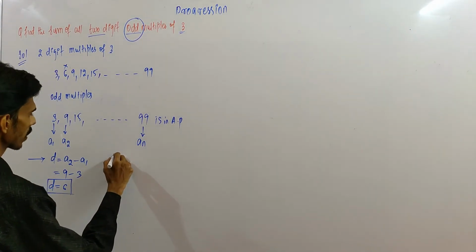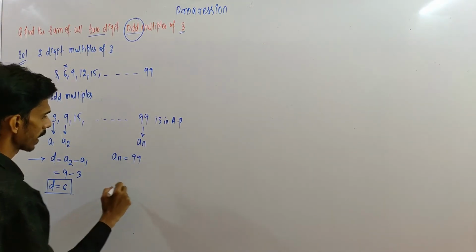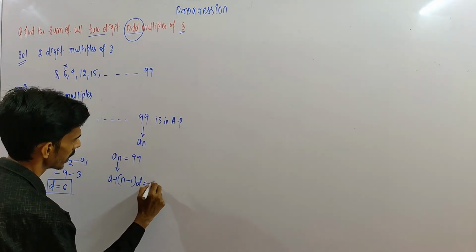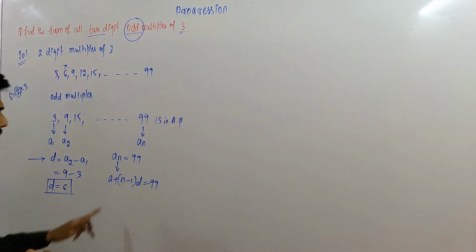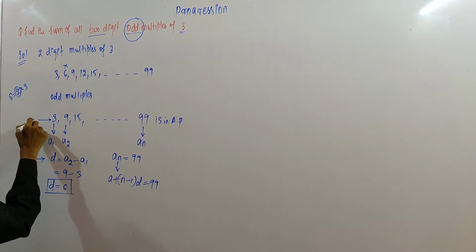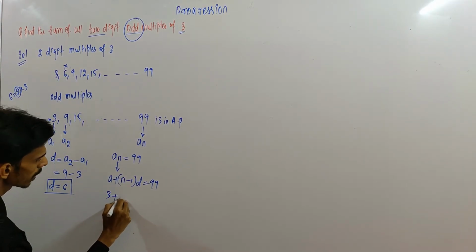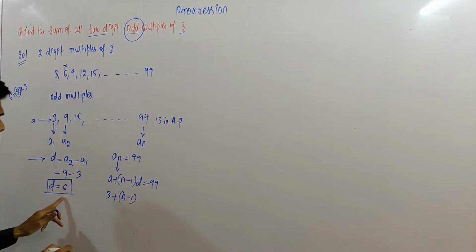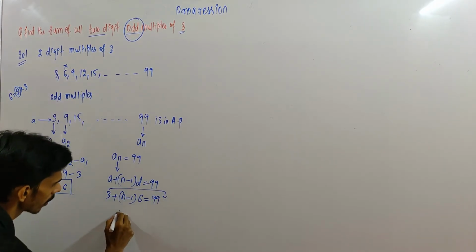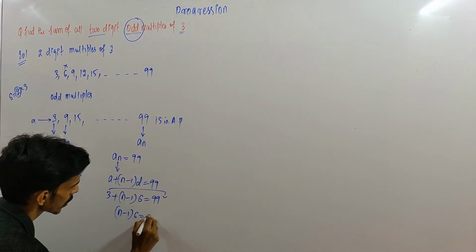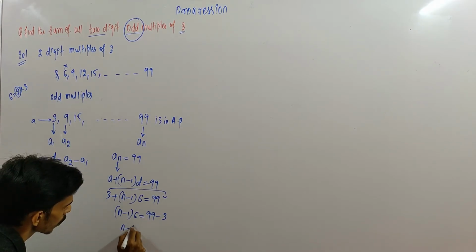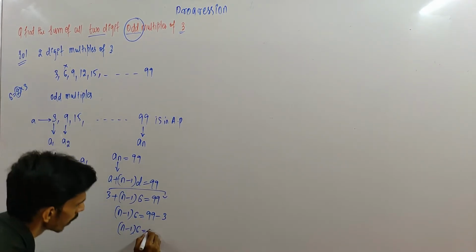Now AN is 99. The formula for AN is A plus (N minus 1) into D is equal to 99. Now A value is 3, the first value is A only. We have 3 plus (N minus 1), N we don't know, D value we calculated as 6, that is 99. So send this 3 here. We have (N minus 1) into 6 is equal to 99 minus 3. So we have (N minus 1) into 6 is equal to 96.